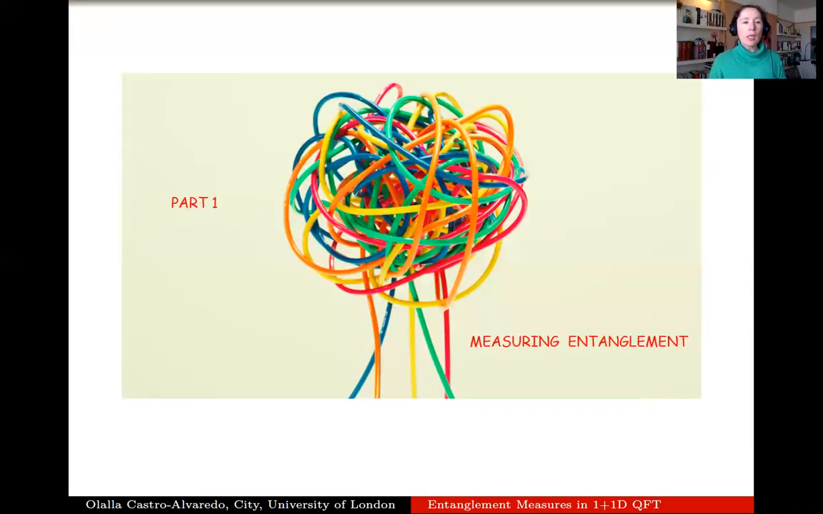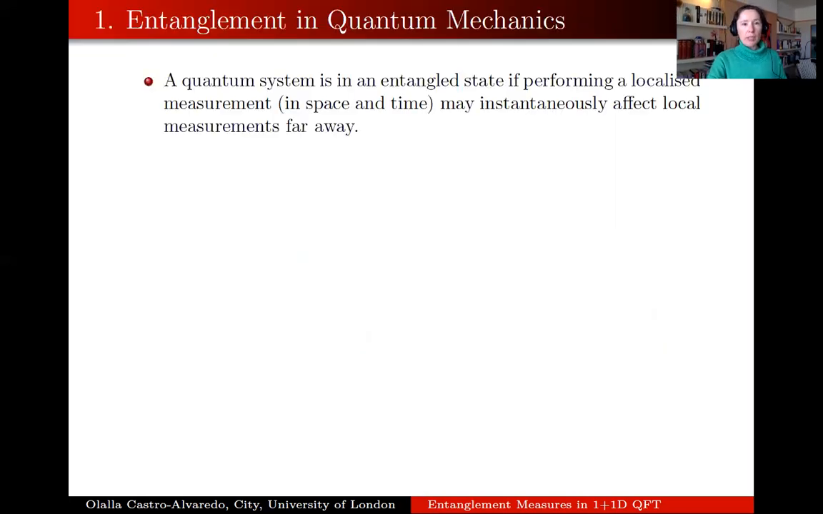So how do we measure entanglement? This is part 1. So let's start from the beginning. So you all know what entanglement is, I think. So a quantum system is an entangled state if performing a localized measurement in space and time may instantaneously affect local measurements far away.